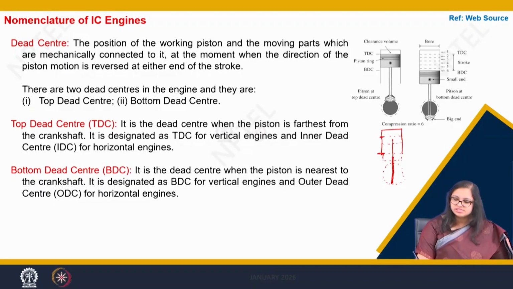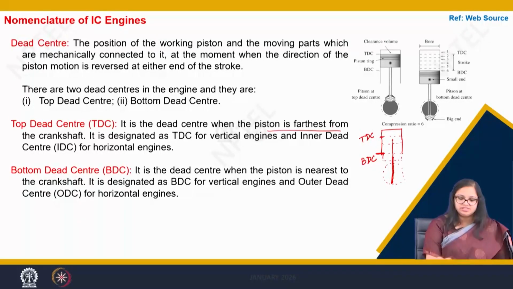So, this point we call a bottom dead center, that is the lowest most point, and then at the topmost point we have something called the top dead center, that is the farthest point from the crankshaft. The piston is farthest from the crankshaft, and for bottom dead center the piston is nearest to the crankshaft.